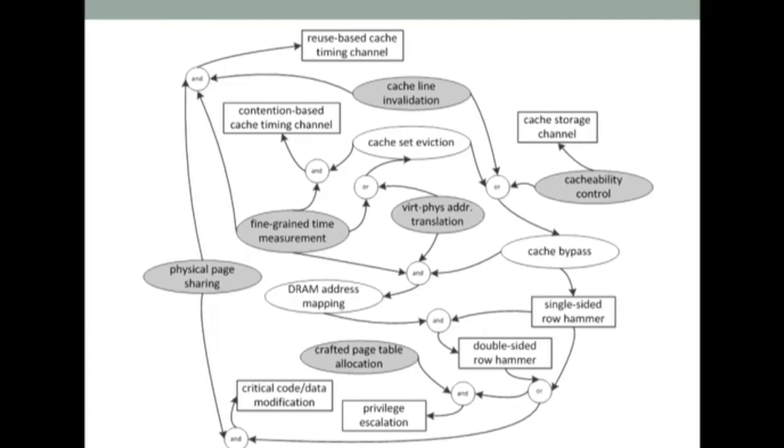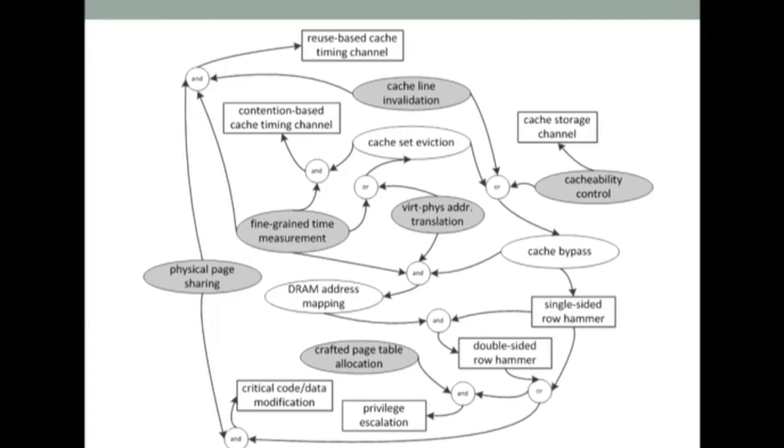Here another example is physical page sharing. If the attacker and the victim share the same physical pages, on the one hand, it will enable a reuse-based cache timing attack. Reuse-based cache timing attack is just another term for the flush-reload attack, okay? Because the attacker and the victim share the same physical page, it also enables a type of Rowhammer attacks.